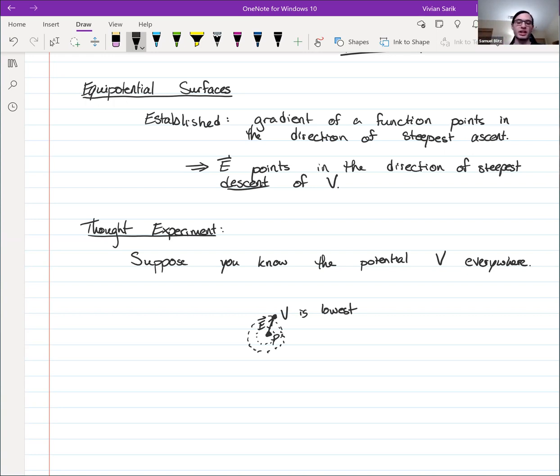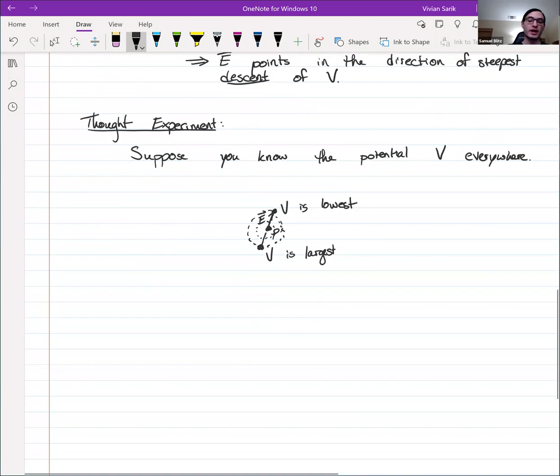And if you move in the direction opposite the electric field, say here, the electrostatic potential is largest, because opposite the direction of the electric field is the direction of steepest ascent. It's where the electrostatic potential increases the most. And if you move in some perpendicular direction, say this direction, then the electrostatic potential is unchanged. And this should be something you can visualize. If one direction increases and the opposite direction decreases, then there will be some midpoint where it's unchanged. And that midpoint is precisely the direction perpendicular to the electric field.